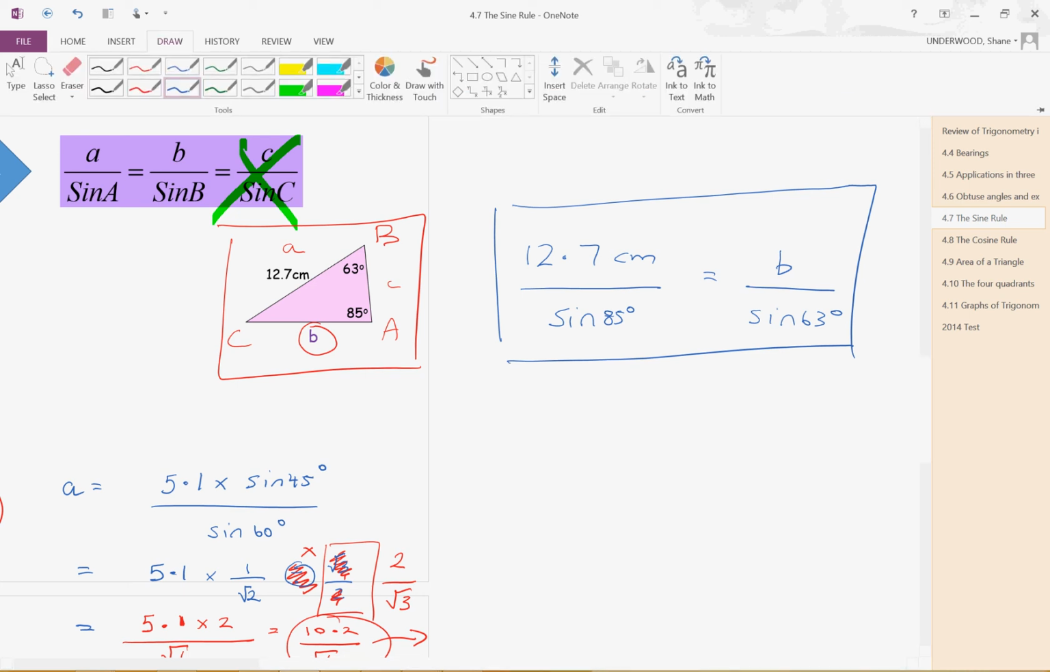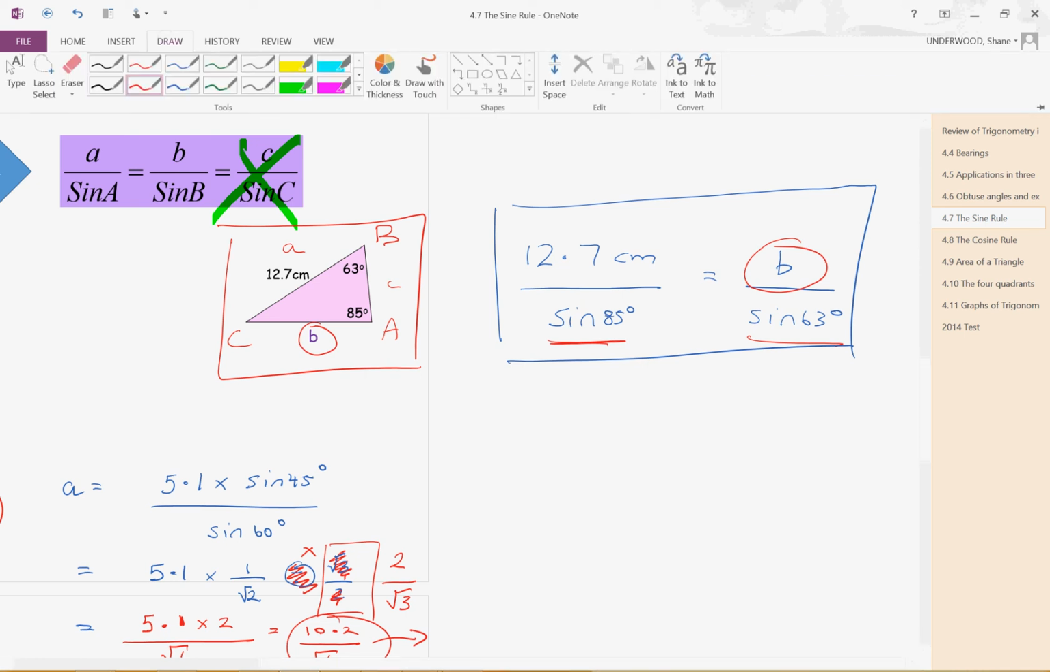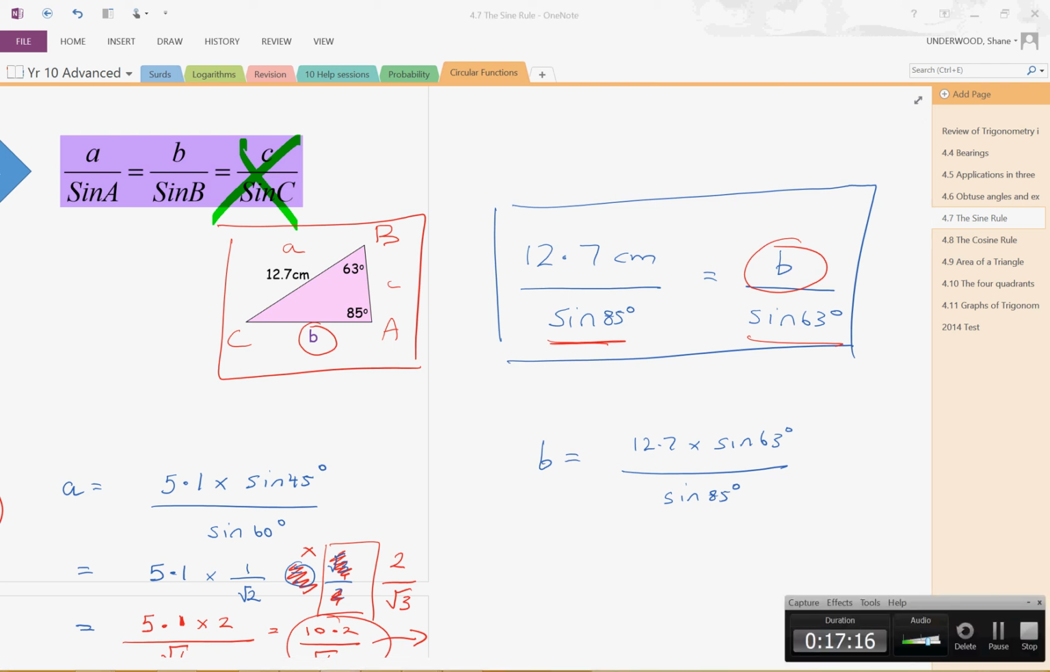If you had a CAS calculator, I've been through an example where you could do it without rearranging. However, we don't know the exact values for these, so you're going to have to do it in the calculator. If I rearrange this equation, I can say that B is equal to 12.7 times sine of 63 degrees over sine of 85 degrees. If you do that in your calculator, you can work it out yourself. I'm just going to stop the video now and I'll answer those questions now.